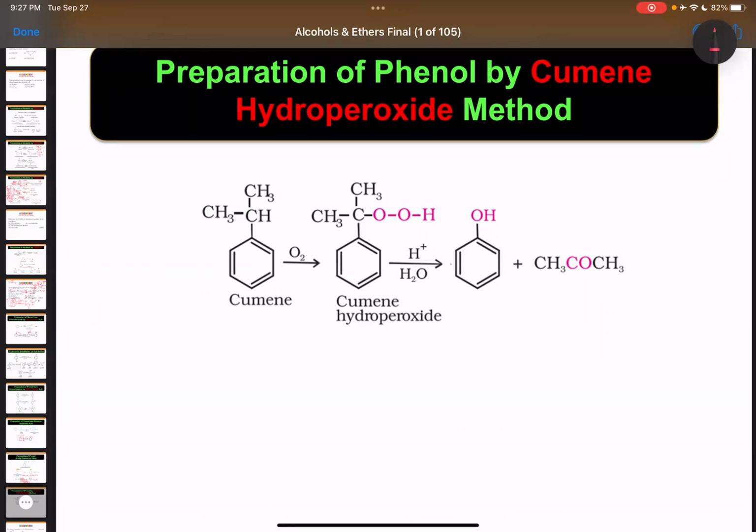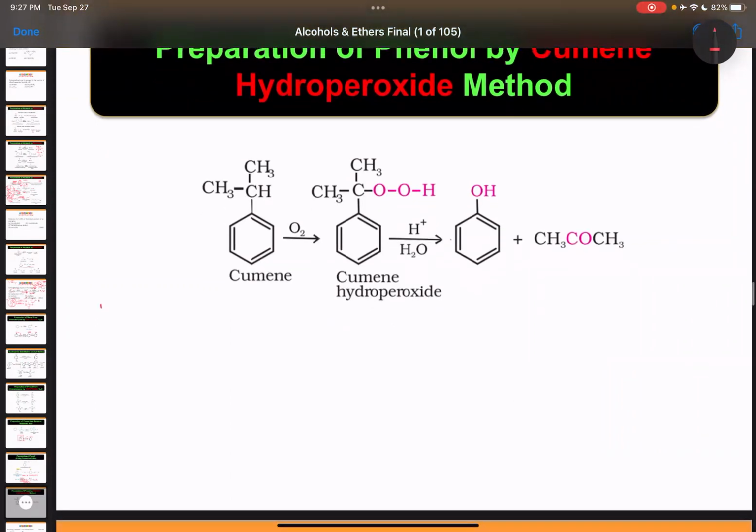Now we move on to the next method, the cumene hydroperoxide method for the preparation of phenol. And what is cumene? Sir, isopropyl benzene. Yeah, isopropyl benzene. And how can you prepare it from benzene?